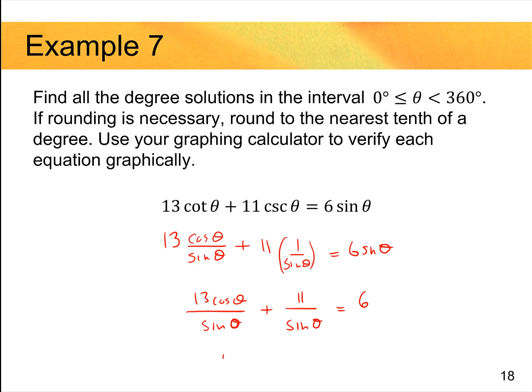Alright, there's that, and that. Okay, so my question is this. Which method are we going to employ? Is it changing identities? Is it clearing the denominator? Or is it squaring both sides? And I'm going to go with clearing the denominator. The only thing I'm going to do first is put all this together underneath one piece. So it's going to be 13 cosine theta plus 11 over sine theta is equal to 6 sine theta.